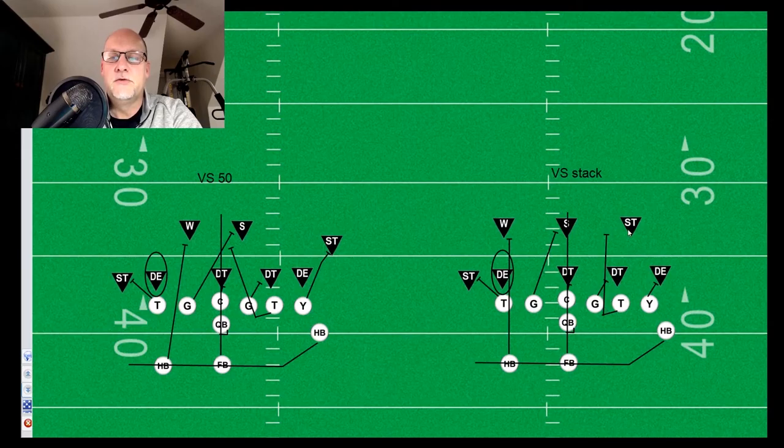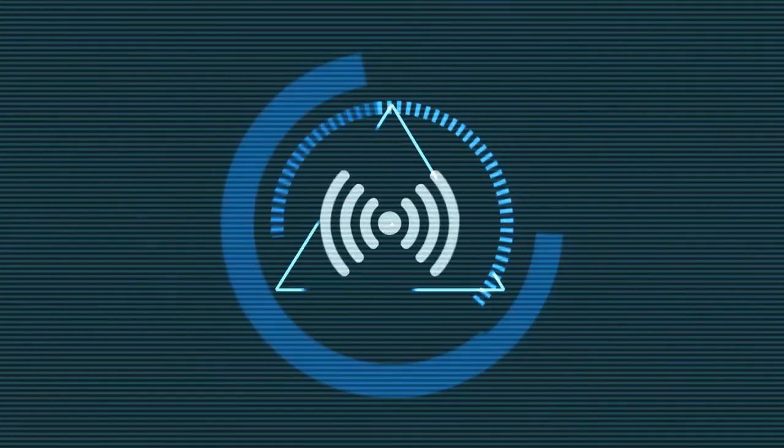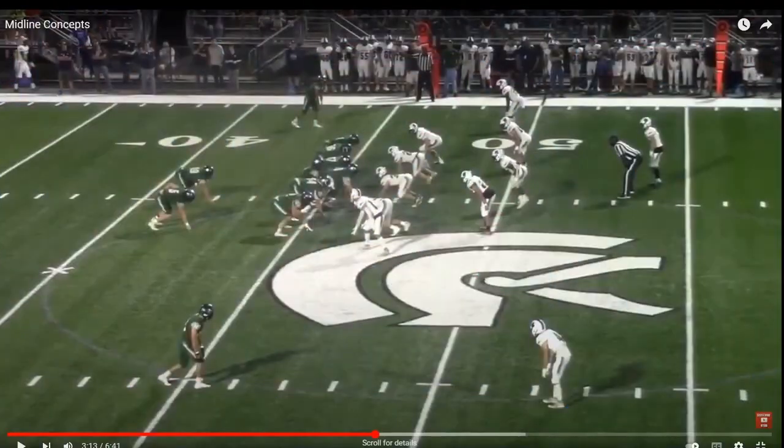Okay, these two right here responsible for these 2. All right, these 2 responsible for these 2, and then your halfback responsible for this guy. So that's just kind of the way that we want to do it and how we want to look at it versus a 50. So let's go back to the cut-ups here and check out versus a 50.